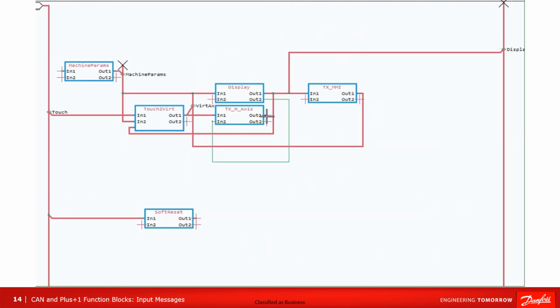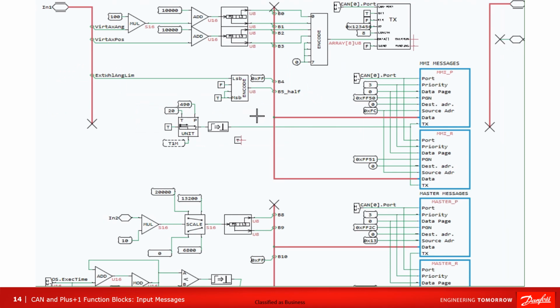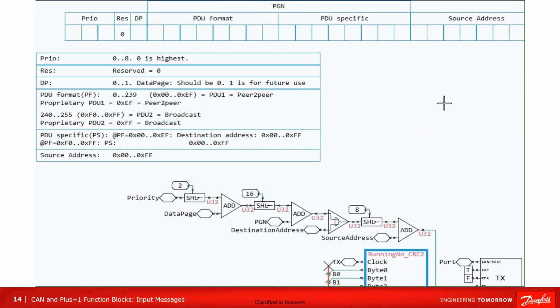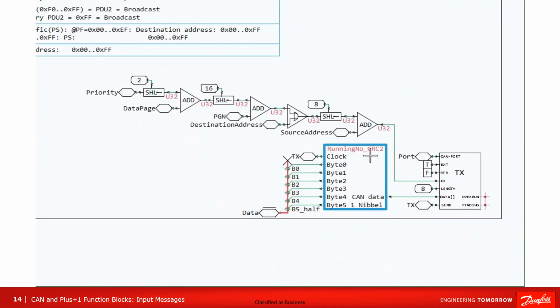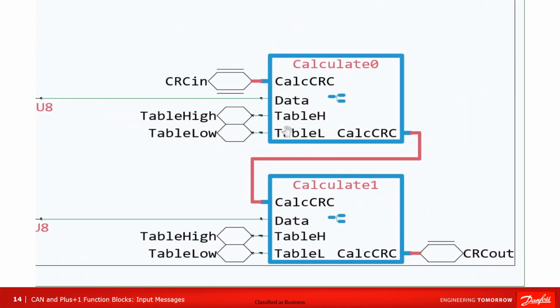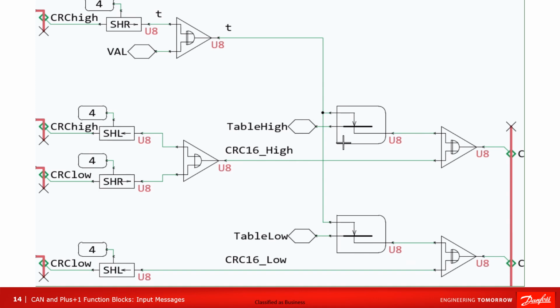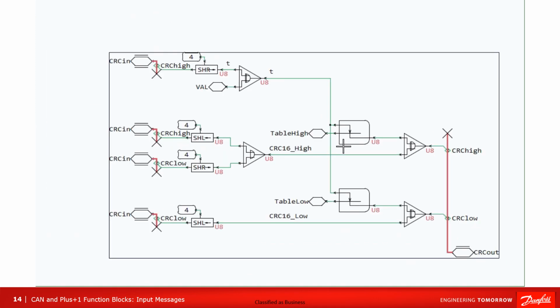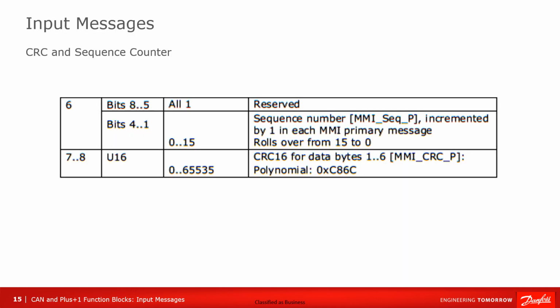This is an example of a program in Guide that is not using function blocks. This shows what is replaced by the function blocks, and how function blocks simplify the CRC and sequence counter parts of the code. If we look back at the communication protocol for the MMI block, we can see that bytes 6 through 8 contain the CRC and sequence counter information.